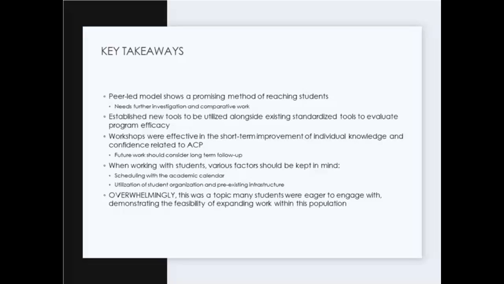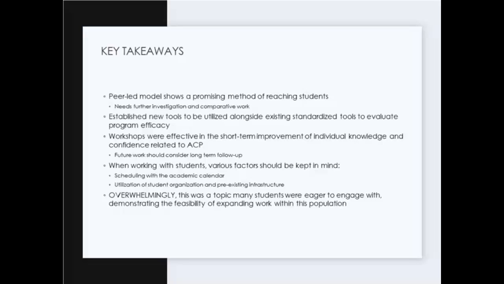This needs further investigation. We need to do more comparative work with other models of reaching young adults to establish efficacy. We were able to establish new tools to be utilized alongside existing standardized tools to evaluate program efficacy. Even if you're not planning to do evidence-based research related to this, I think it's important, if you're developing community models, to self-evaluate your own systems, determine how effective your work is, and how you can improve it. We were able to demonstrate that workshops are effective in short-term improvement of individual knowledge and confidence related to advance care planning, and future work needs to consider longer-term follow-up.